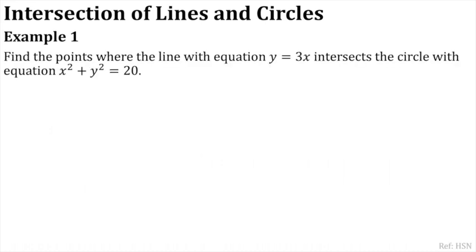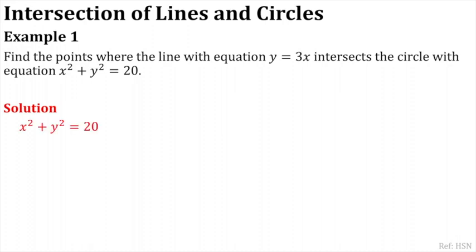So, example 1 then, we want to find the points where the line with equation y equals 3x intersects the circle with equation x squared plus y squared equals 20. So, like I said before, we will use substitution for this so that we can solve for either the x or the y ordinates, and then we can find the other ordinate to get the point of contact.